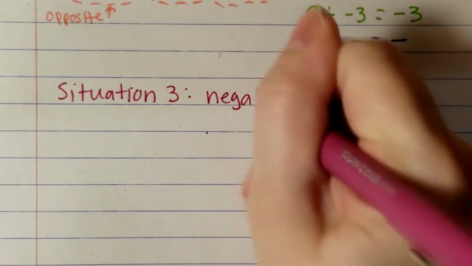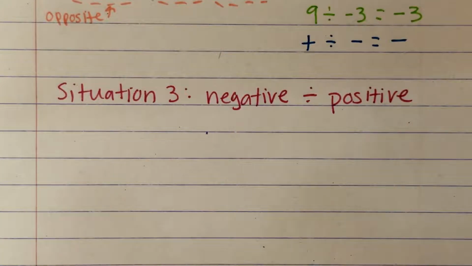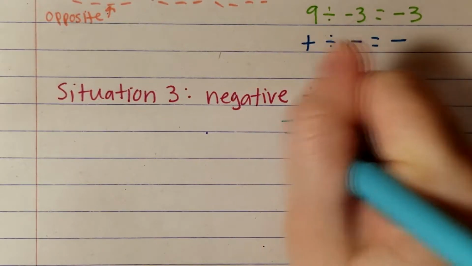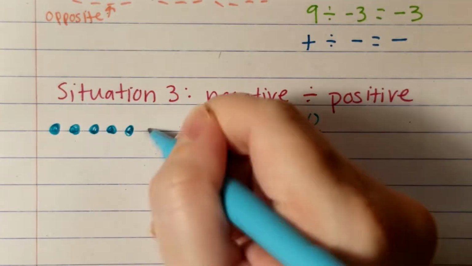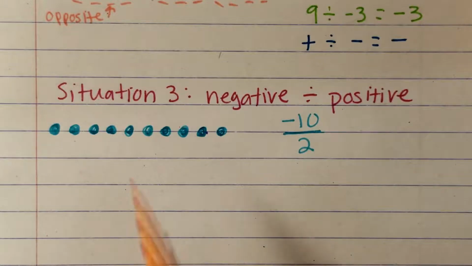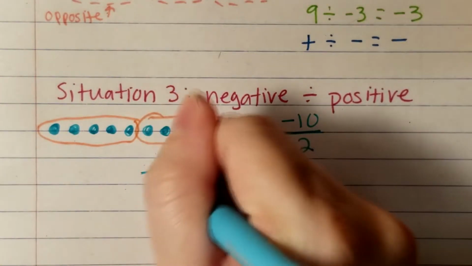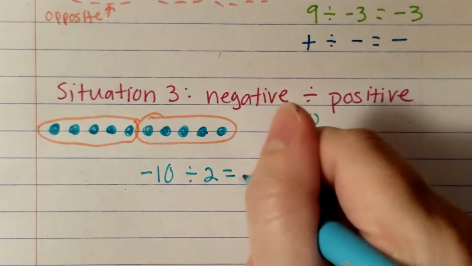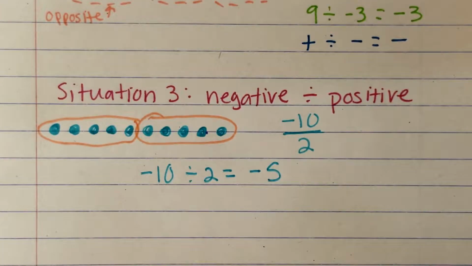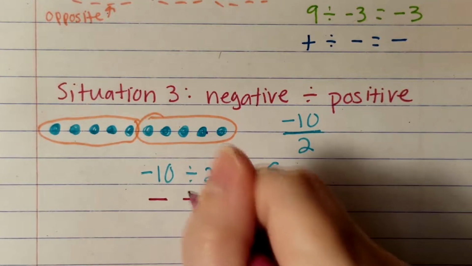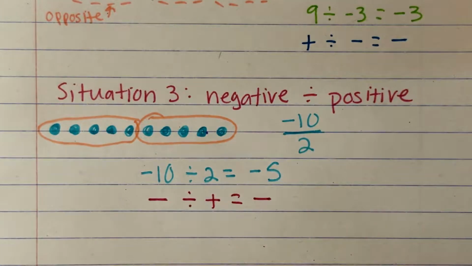Situation 3. A negative divided by a positive. Negative 10 divided by 2. Model 10 negatives into 2 groups. Since we have 5 negatives in each group, that's our answer, negative 5. Negative 10 divided by 2 equals negative 5. So a negative divided by a positive equals a negative.